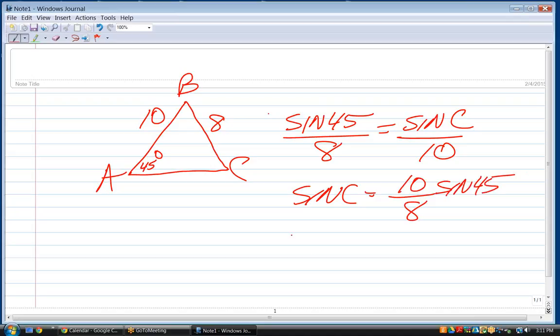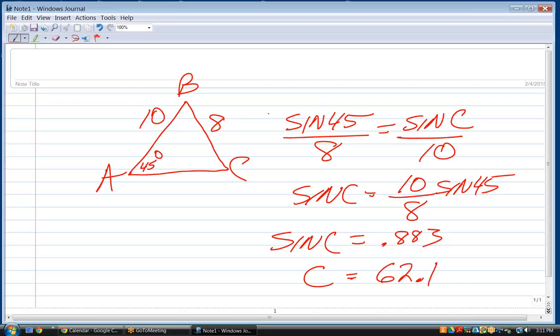What's that number? 0.883. Take the inverse sine of that to get C. 62.1 degrees. Now, here's the trick.